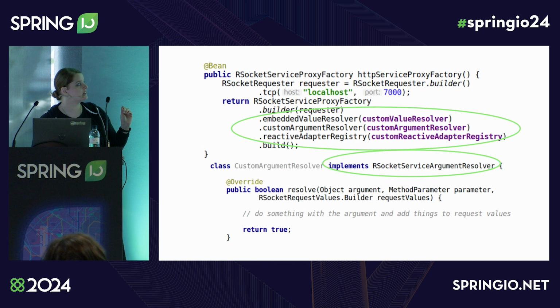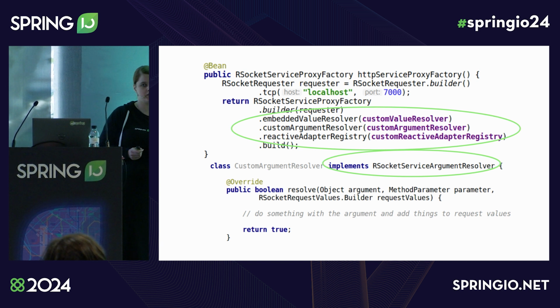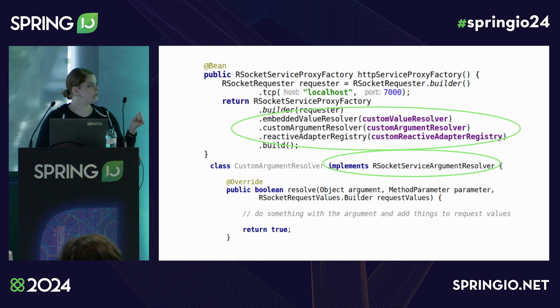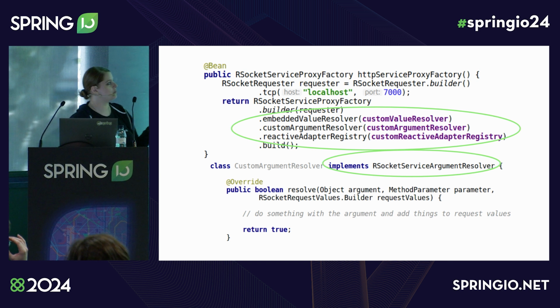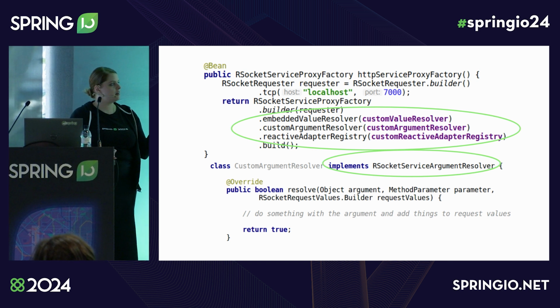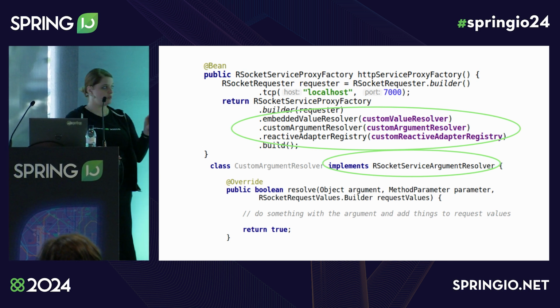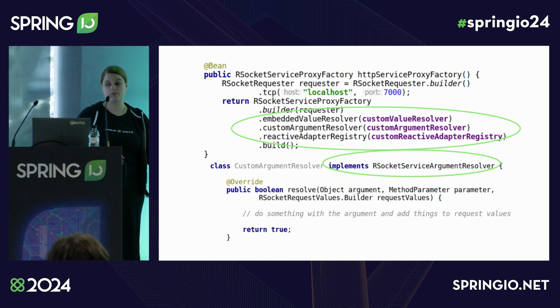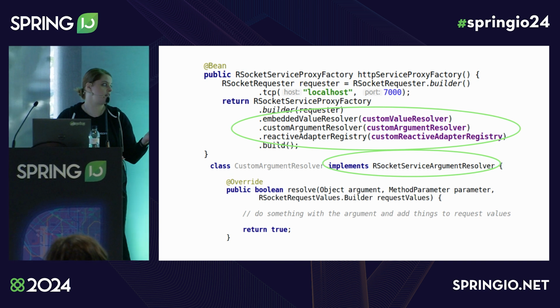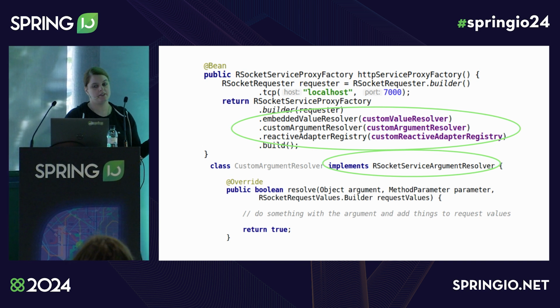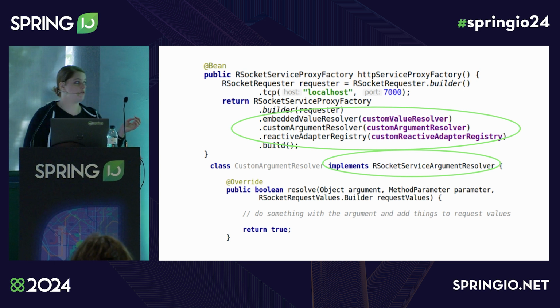Here, you can add also a reactive adapter registry. And for HTTP, you can still add it, but it's deprecated, so we'll be removing this. But yeah, again, the most important thing, you can add your own custom argument resolver. Just implement one method in the interface, and you can decide alone what to do with this.